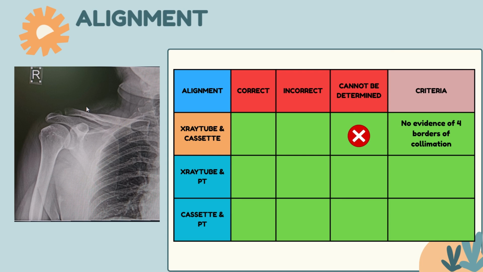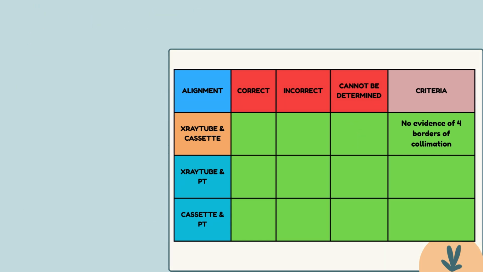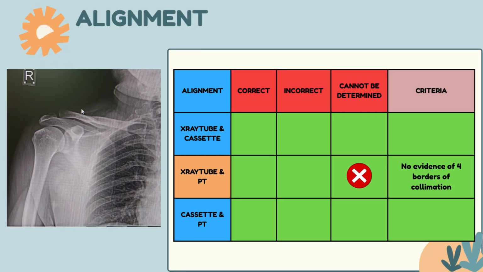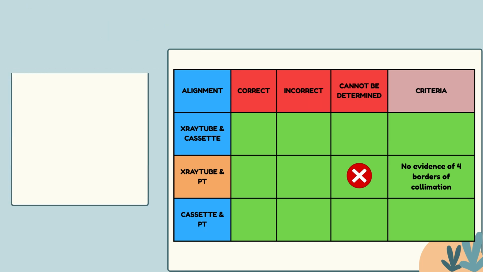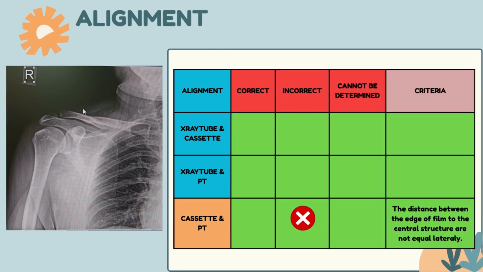The alignment between X-ray tube and cassette for this image cannot be determined as there is no evidence of four borders of collimation. The alignment between X-ray tube and patient for this image cannot be determined as there is no evidence of four borders of collimation. The alignment between cassette and patient for this image was incorrect as the distances between the edge of film to the central structure are not equal laterally.